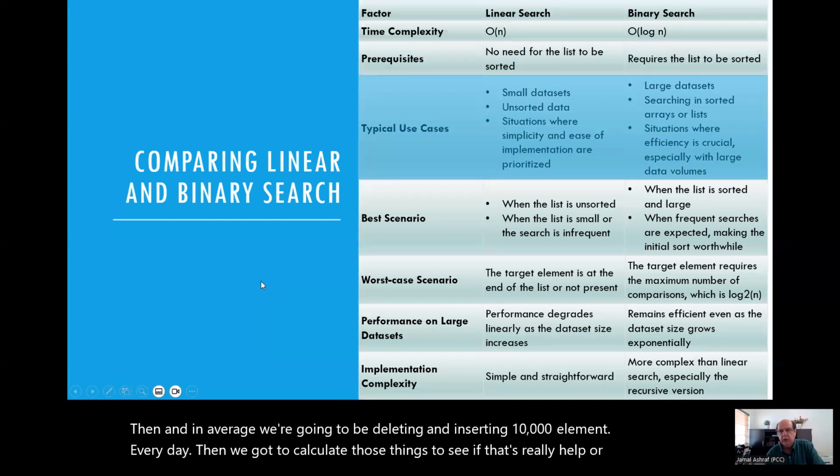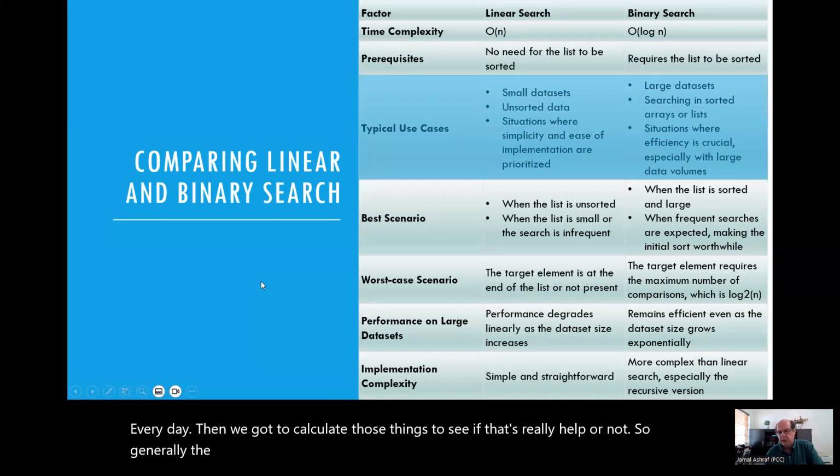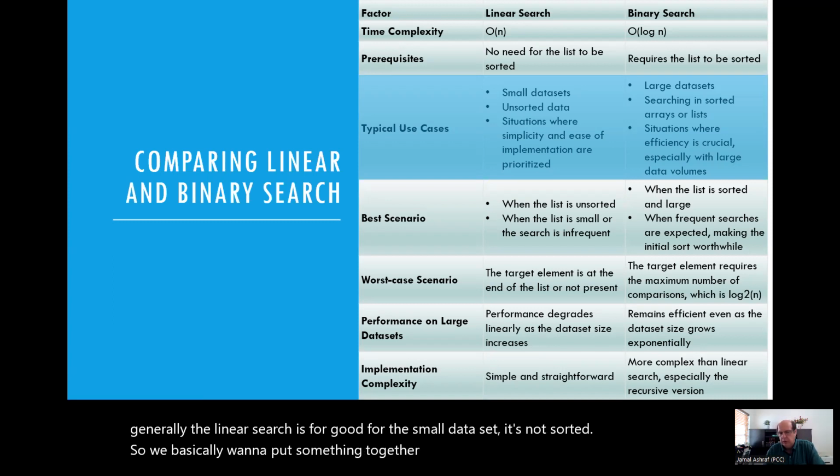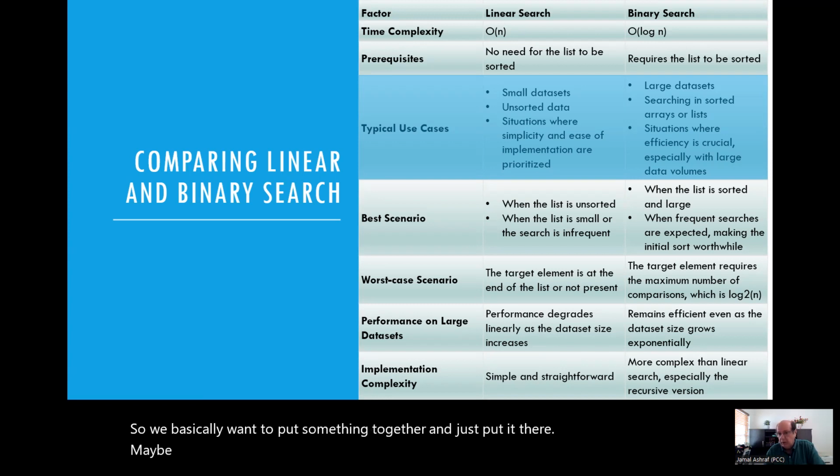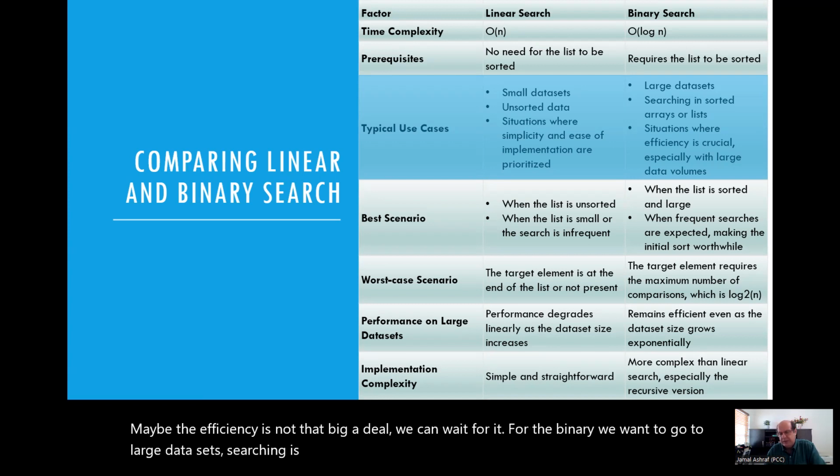So generally, the linear search is good for small data sets. It's not sorted, so we basically want to put something together and just put it there. Maybe the efficiency is not that big a deal. We can wait for it. For the binary, we want to go to large data sets, searching sorted arrays or lists.